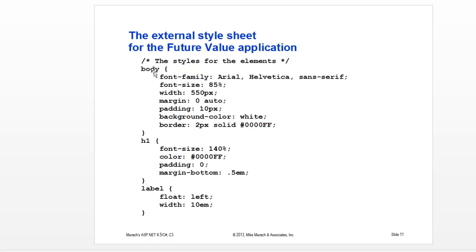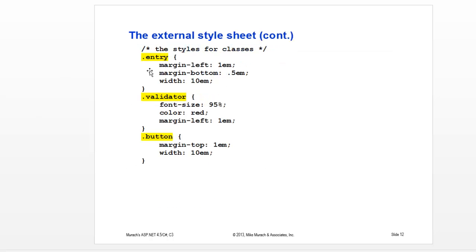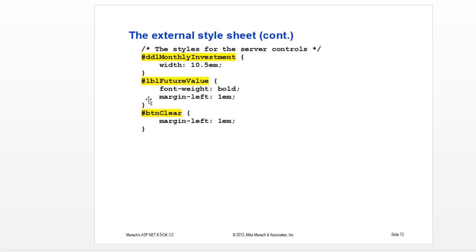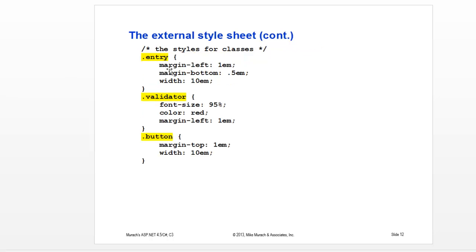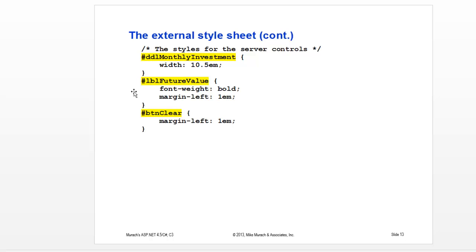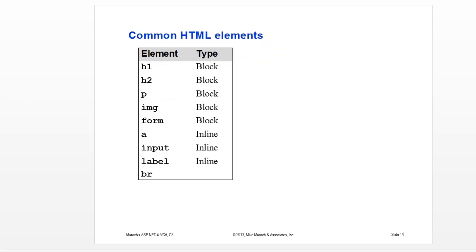So we've got type selectors, class selectors, and then finally ID selectors. These are styles that are applied to individual items. While a class can be applied to one or more items, the ID selector styles can only be applied to one item because the ID has to be unique.